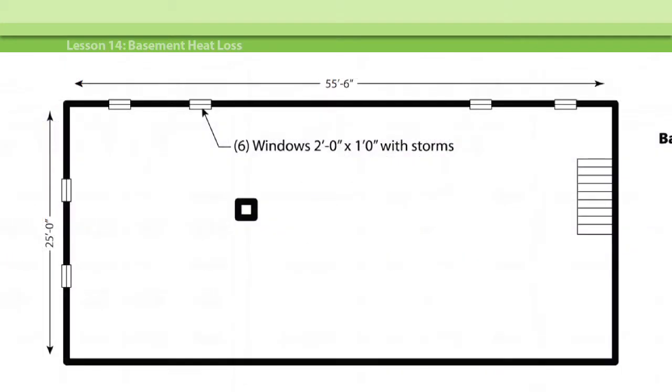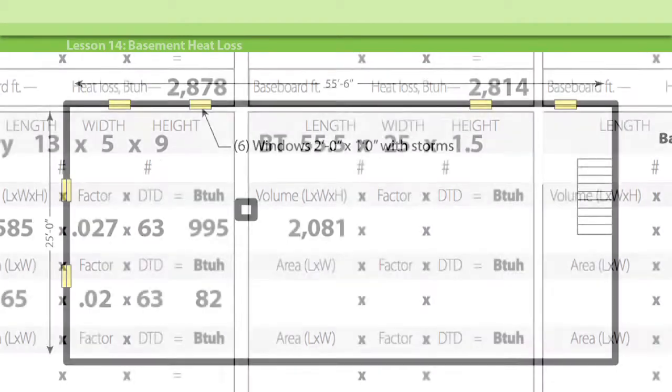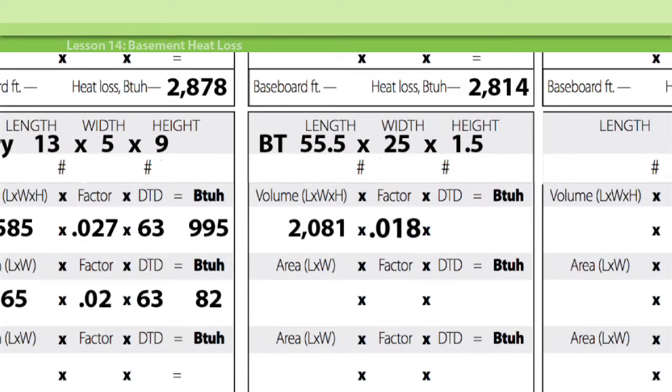Now note that 2 of the basement walls have windows. They're little, but they're there. That means you'll have an infiltration factor of 0.018. And your DTD, of course, is still 63. You multiply that out, and you'll have an infiltration heat loss of the basement of 2,360 BTUs per hour.